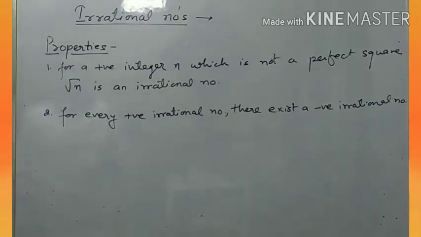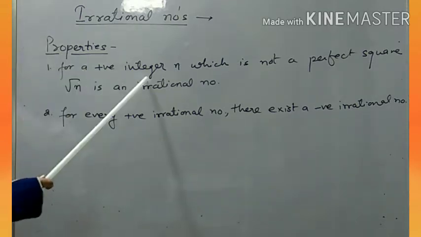Hello everyone. Today we will see some of the properties of the irrational number. Now, the numbers which cannot be written in the form p by q are said to be irrational numbers. So what is the first property?